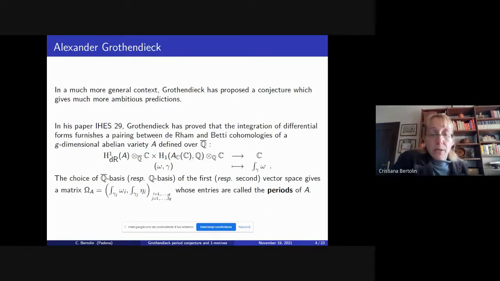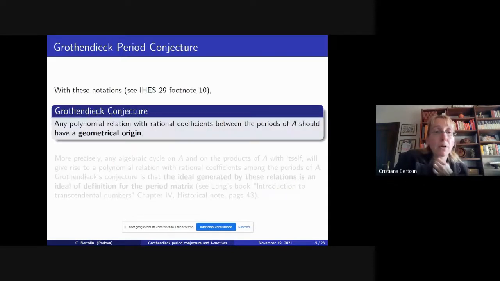I have written this for an abelian variety, but it is true in a much more general context. The periods are just the integrals of differential forms of the first and second kind, the omega i and the eta i, along the paths gamma i. Always in this paper, Grothendieck stated that, in fact, any polynomial relation with rational coefficients between the periods of A should have a geometrical origin. He said only this. He was not very precise.